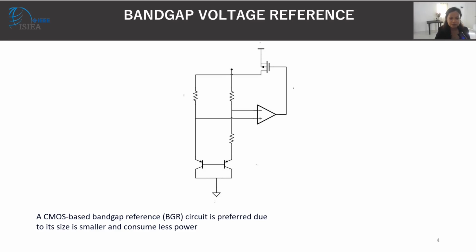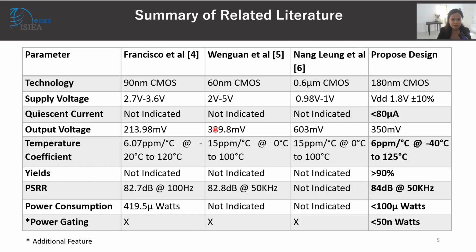And here we have used the CMOS bandgap reference circuit because it is preferred due to its smaller size and lower power consumption. The CMOS bandgap voltage reference has been modified by many researchers to operate not only under an output of less than 1 volt, but also in low power and with enhanced PSR, and they have been very successful in doing it. The problem is that although the modified CMOS bandgap voltage reference can operate under an output of less than 1 volt, and it has low power consumption, like 419.5 microwatts, a PSR higher than 83 dB at 50 kHz has not yet been achieved.